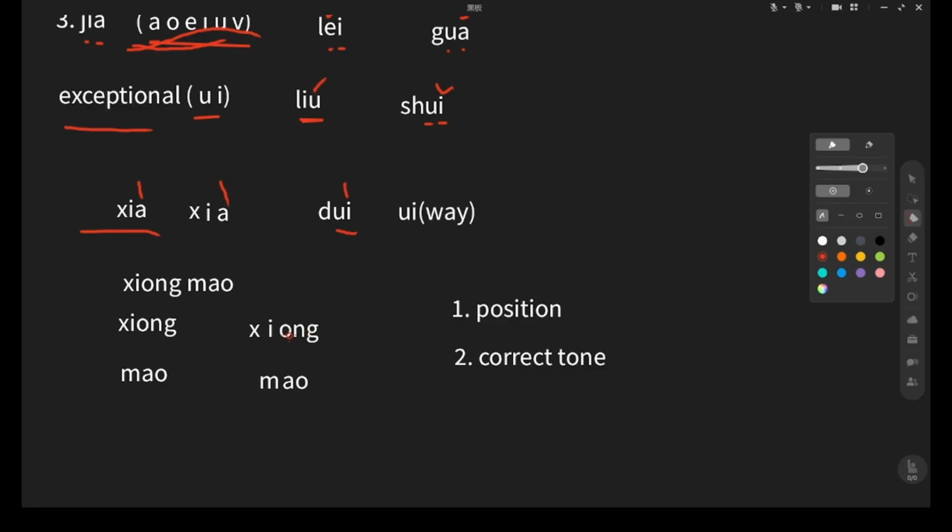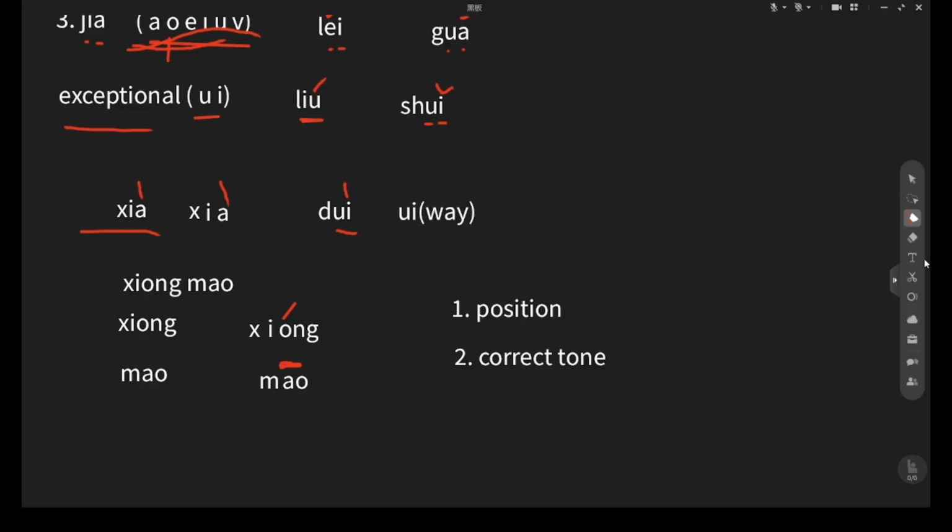So 熊, this is second tone, and on the vowel O, right? On O, second tone, right? Then 猫, on this O, right? The first, right? This is the right tone. So, 熊猫.